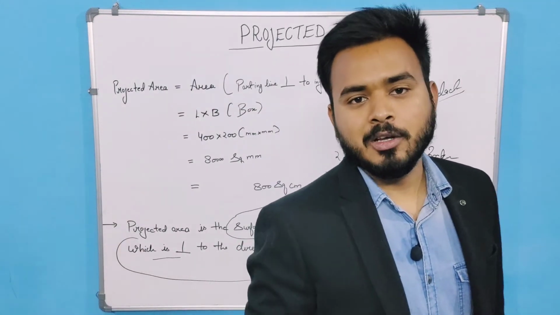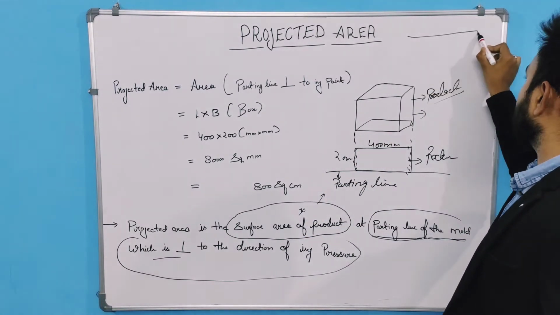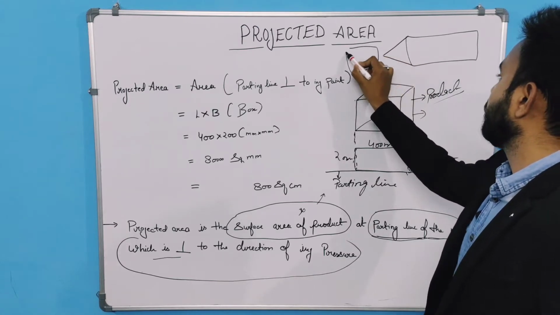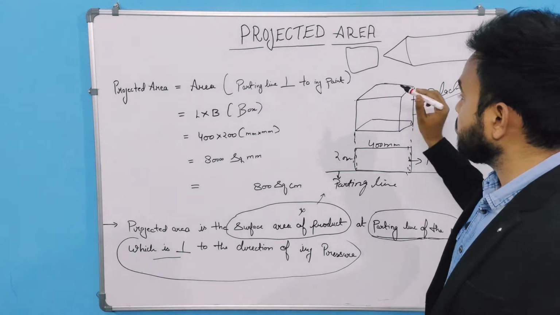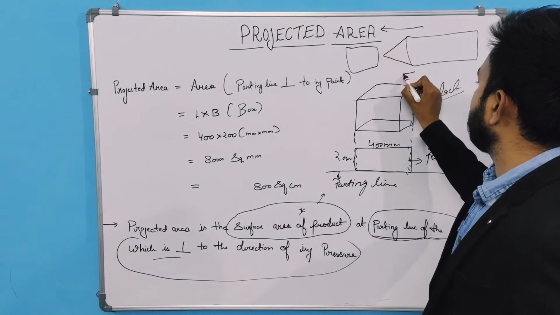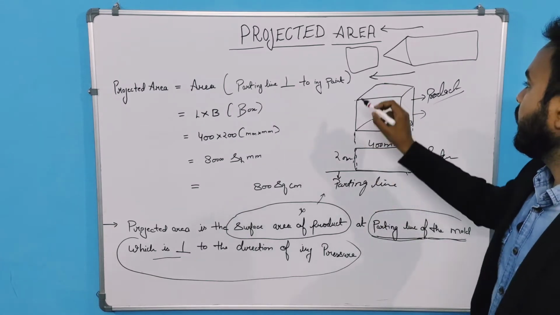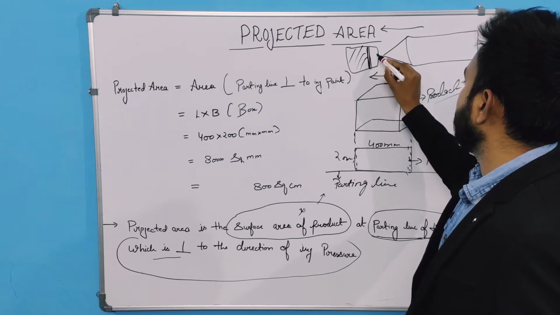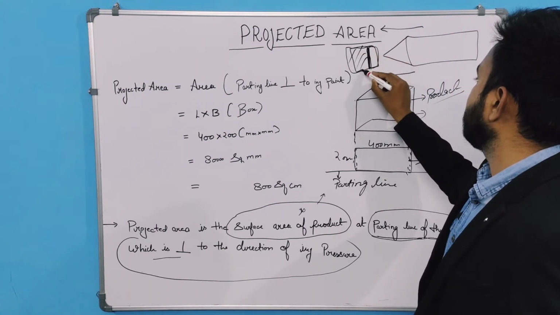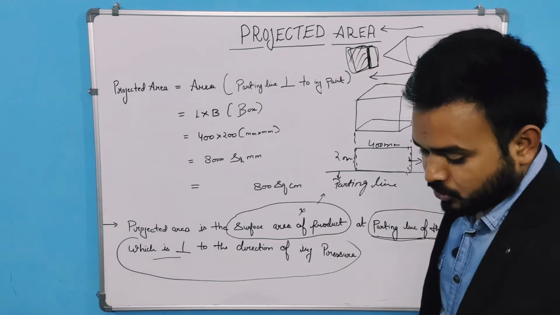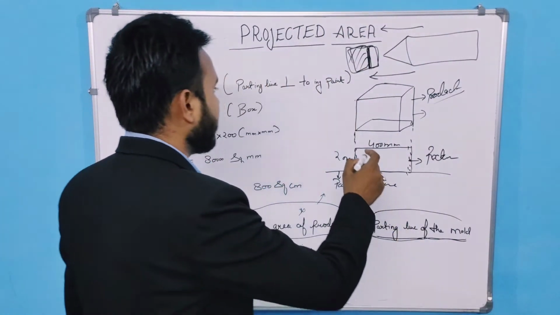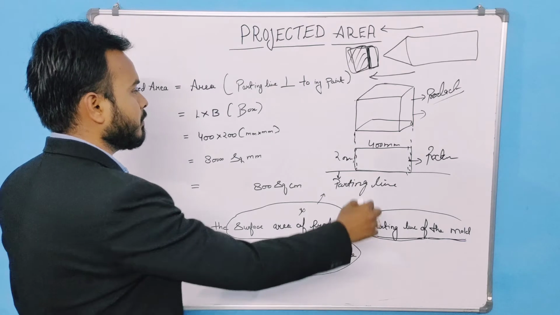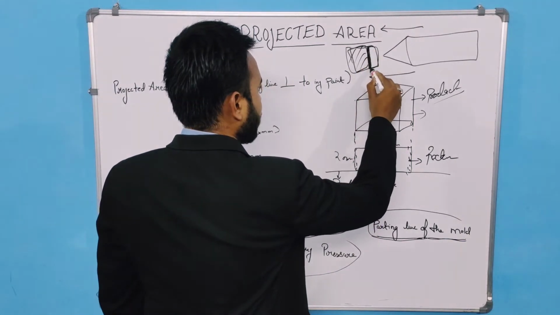What does this mean? For example, this is your injection unit system. This is your clamping system where the mold is. The injection pressure is in which direction? The direction of injection pressure will be like this, and somewhere here, perpendicular, there will be a parting line of the mold, where the two halves of the mold meet. That particular point is called the parting line. So this is the parting line, and this is the direction of the injection pressure, which is perpendicular to this parting line. Here your projected area of the product will be calculated.